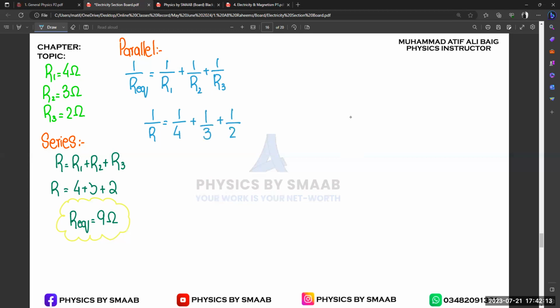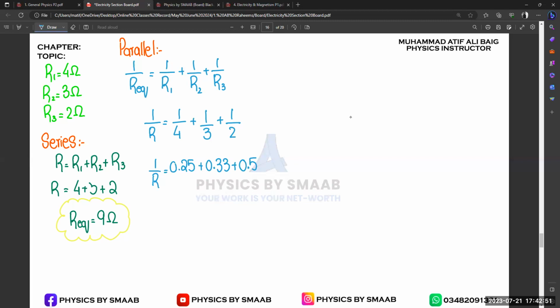You may simply solve them in decimals, or if you want to solve in fractions, it's up to you, right? Let's suppose I want to solve in decimals, so 1 over R is equal to 0.25 and 0.33. If you want to solve in fractions, it's up to you. It will be the same as if you solve in decimals. That will give you the same answer too.